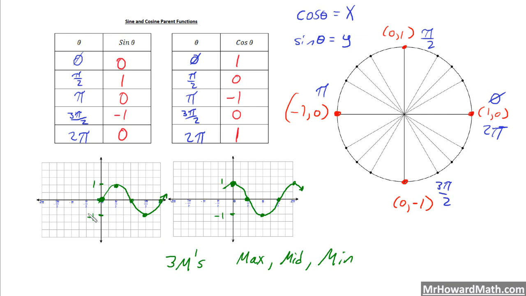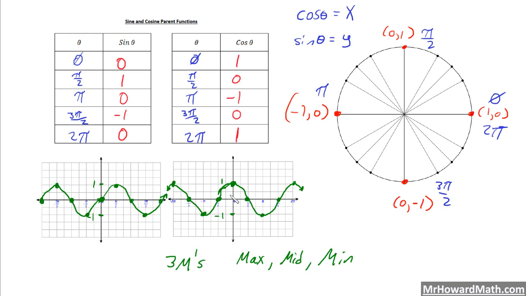So if we just use that pattern, we'll be here, and then here, and then here, and then here, going backwards. We're just going between the max, the middle, and the min. Same thing here. We'll be at the middle here, be at the minimum here, we'll be at the middle here, we'll be at the maximum here. So completing this cosine graph looks like this. And once we have that pattern established, we can just continue with that pattern to continually graph the sine and cosine functions to positive and negative infinity.